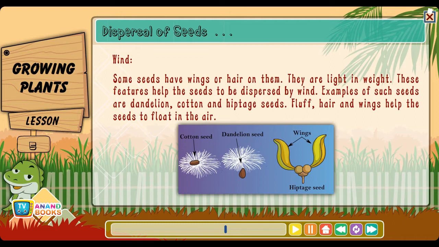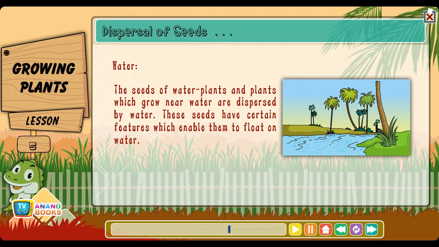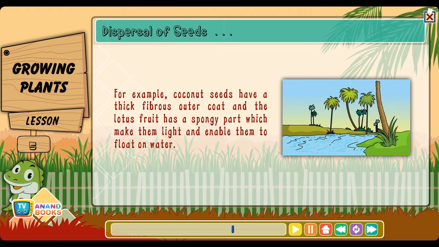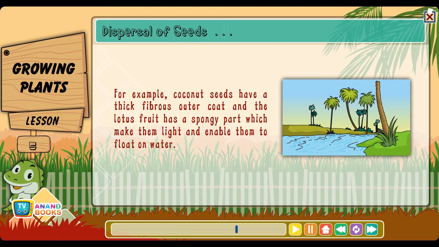Fluff, hair and wings help the seeds to float in the air. Water. The seeds of water plants and plants which grow near water are dispersed by water. These seeds have certain features which enable them to float on water. For example, coconut seeds have a thick, fibrous outer coat, and the lotus fruit has a spongy part which make them light and enable them to float on water.